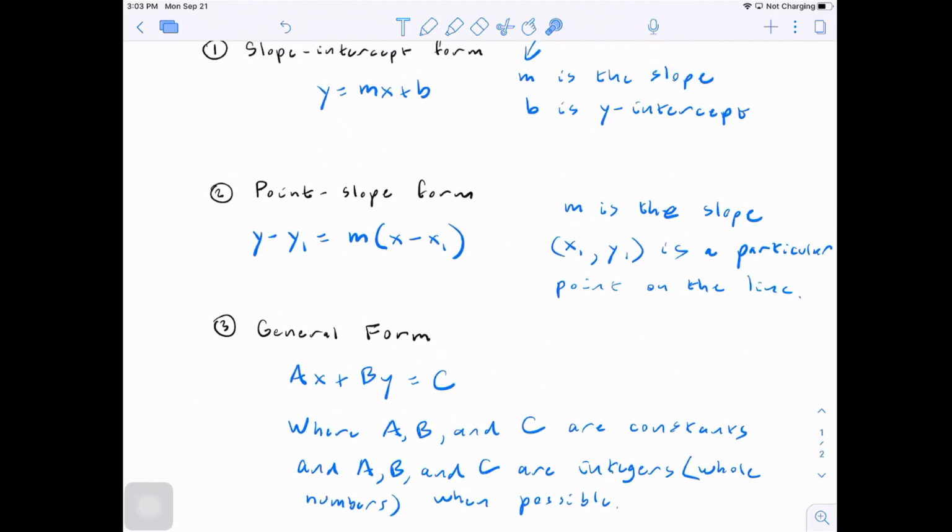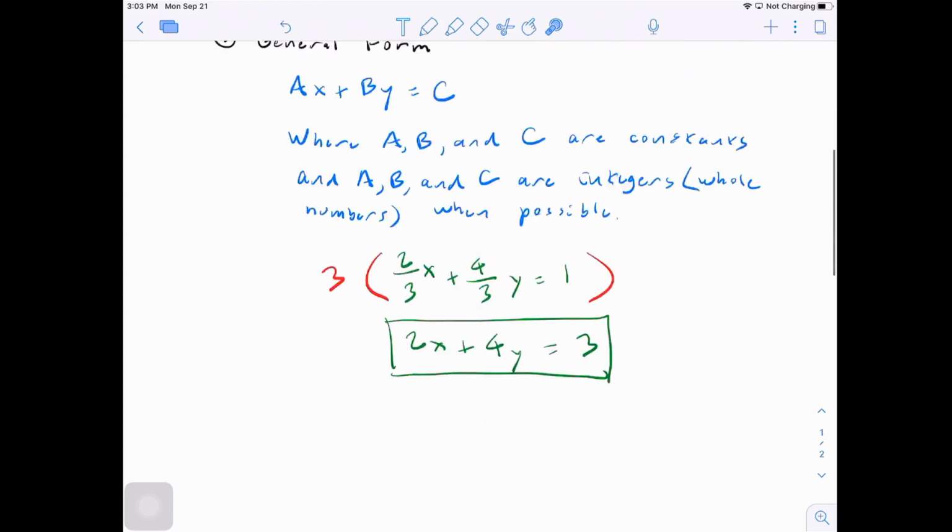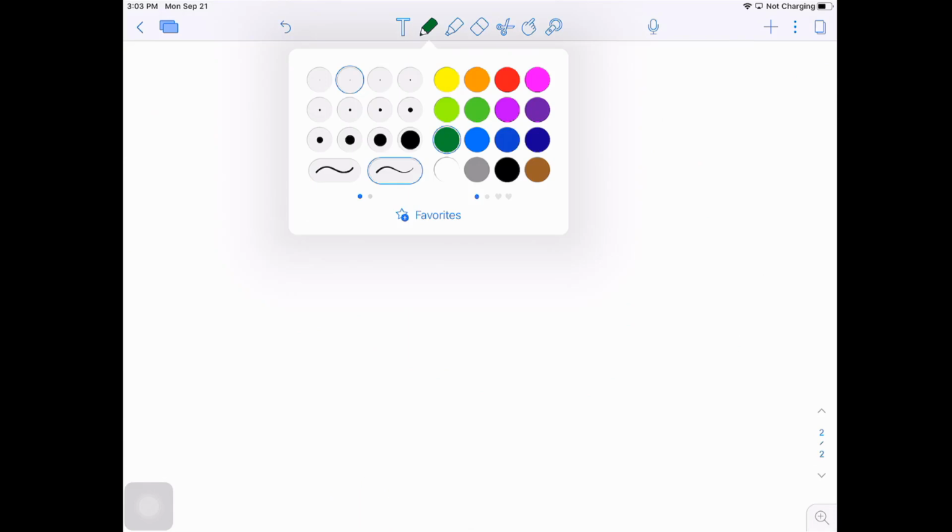I just do want to talk a little bit more about point slope form. How do we get point slope form? So let's go ahead and go to the next page here and talk about that just a little bit. So let me go ahead and draw an XY coordinate plane. And let's draw a line. Here's a line.